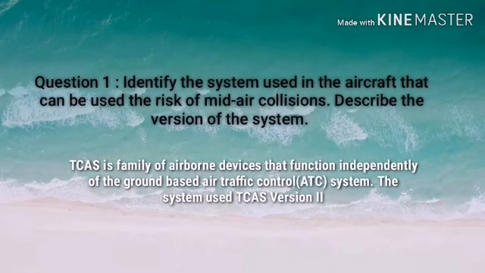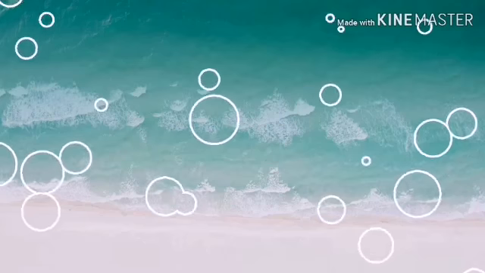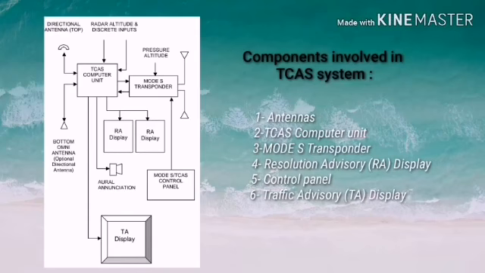TCAS is a family of airborne systems that function independently of the ground-based air traffic control system. The system uses TCAS version 2. First is the antenna. The function of the antenna is to optimize signal strength and reduce multipath interference.